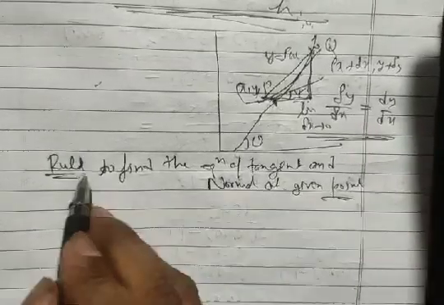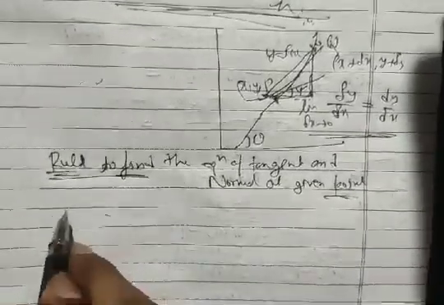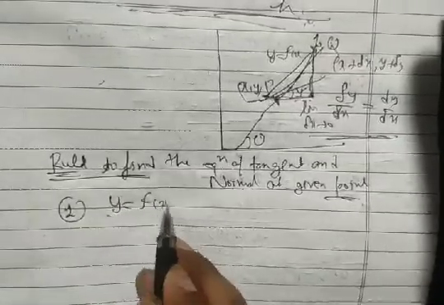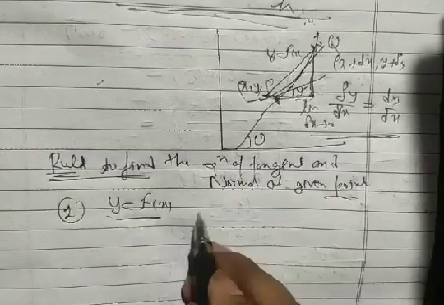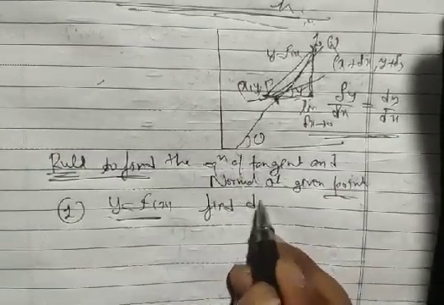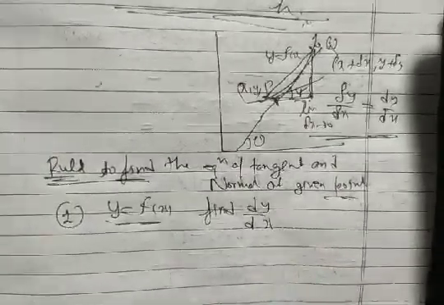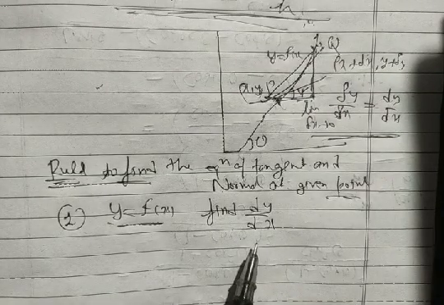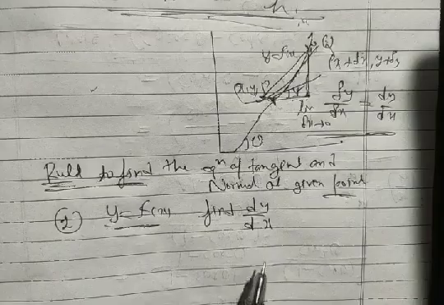We are going to discuss some rules here. What is our first step? We have been given some curve y equals f(x). Then in the first step, we are going to find our dy/dx. What does dy/dx give? The dy/dx gives the slope of the tangent at a general point there.